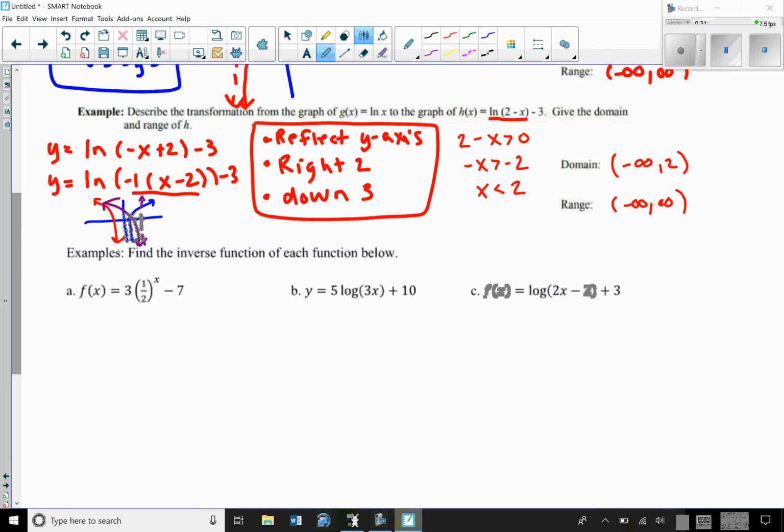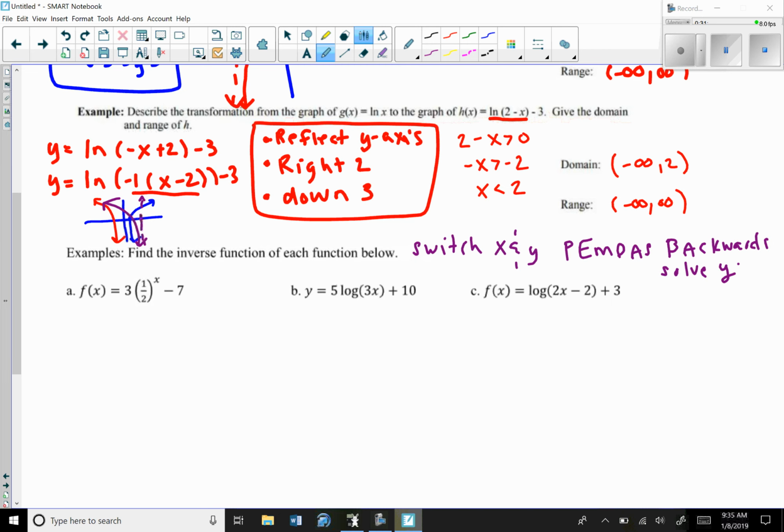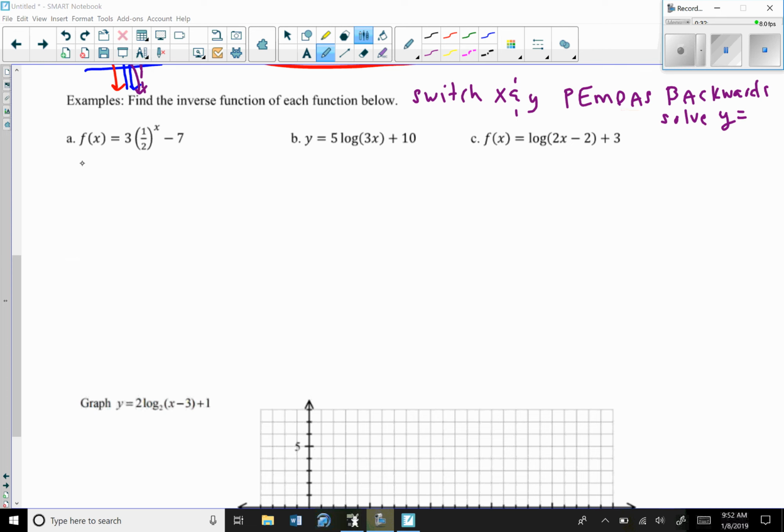It says find the inverse function of each function below. So remember, to find the inverse, you switch your x and your y, and then you do the order of operations backwards. So switch x and y values, and then PEMDAS backwards to solve for y. So we switch our x and our y's. So this would be x is equal to 3 to the 1/2 power of y minus 7.